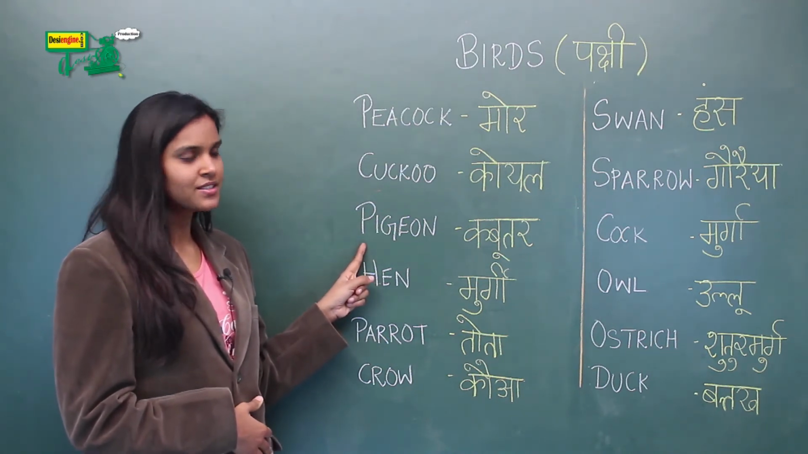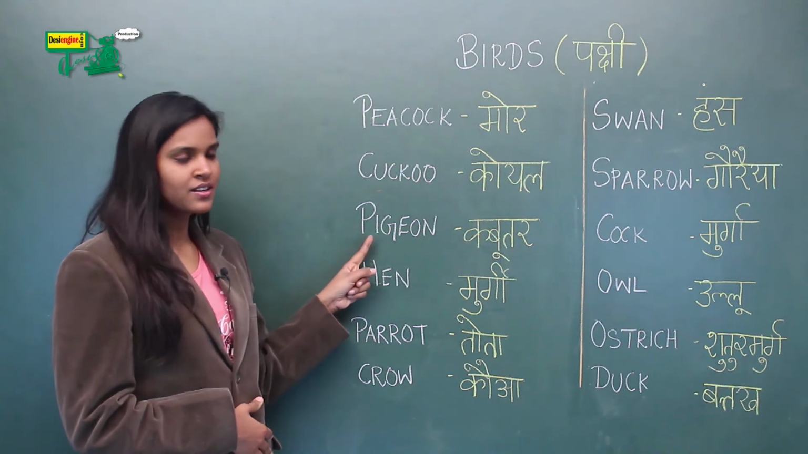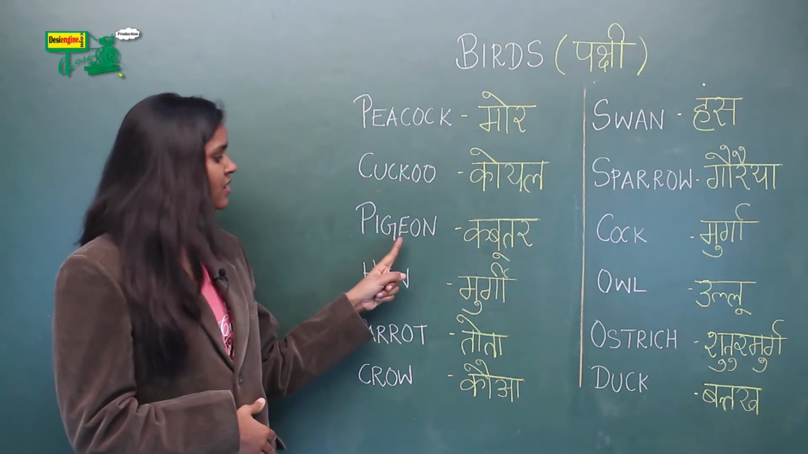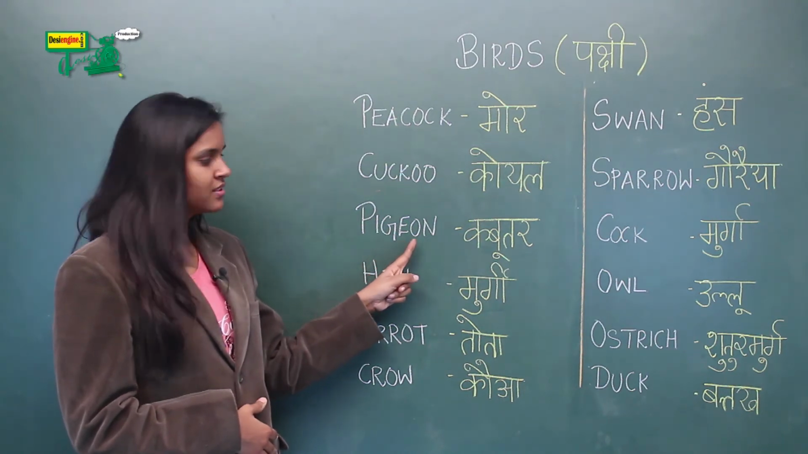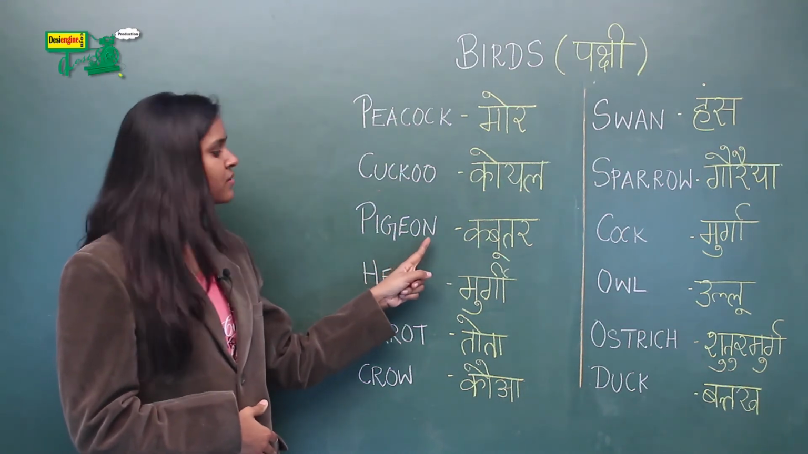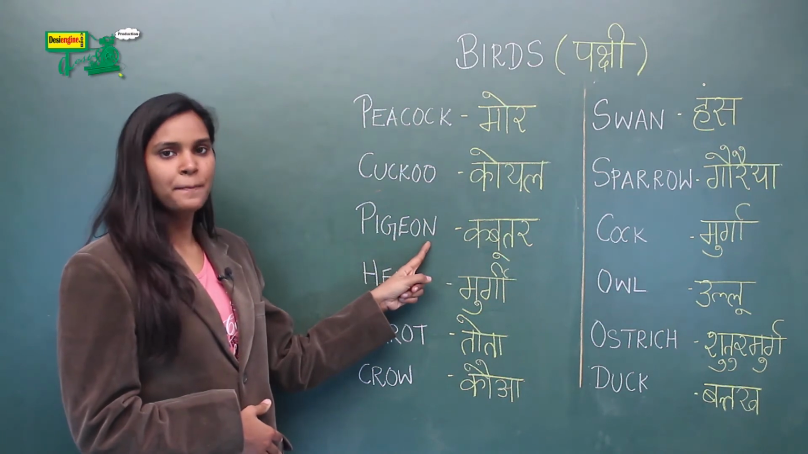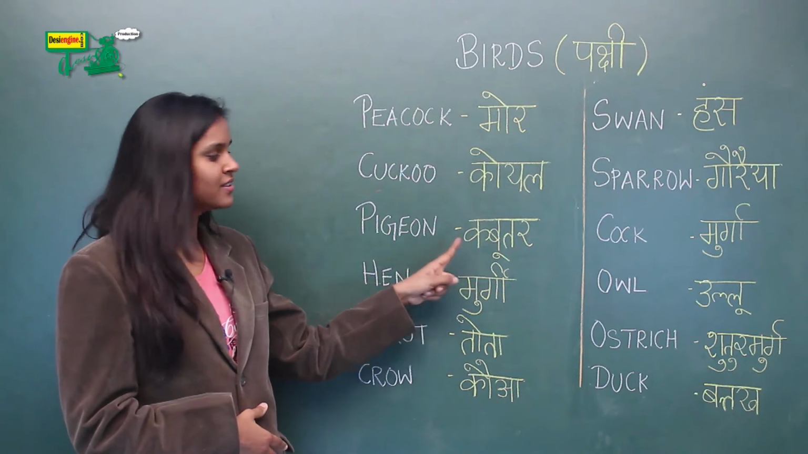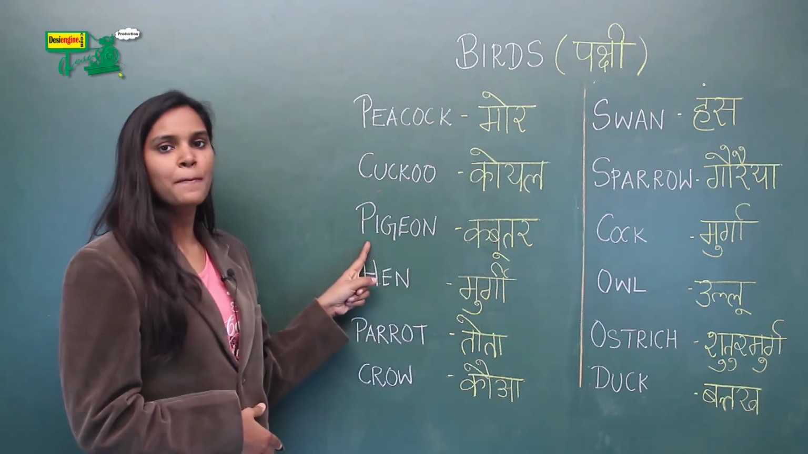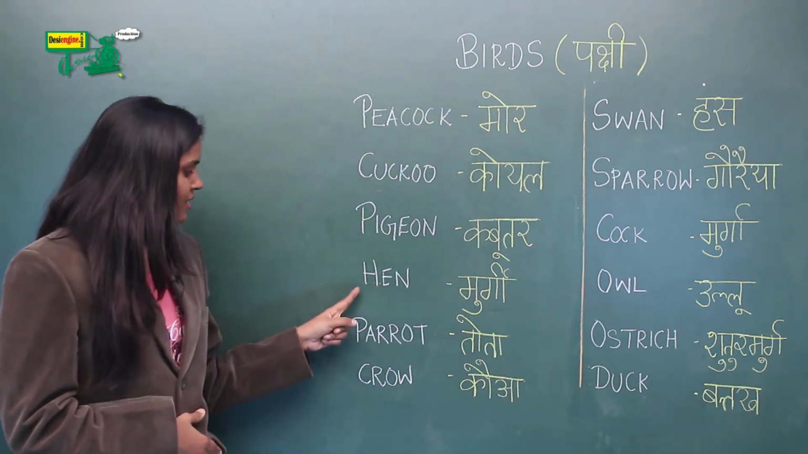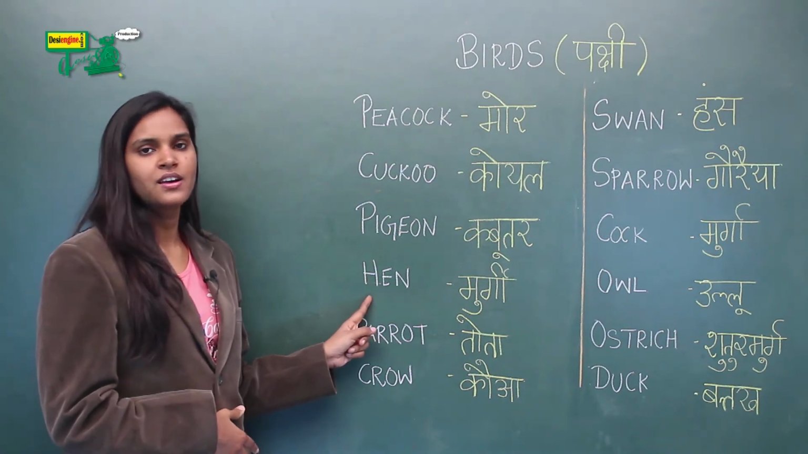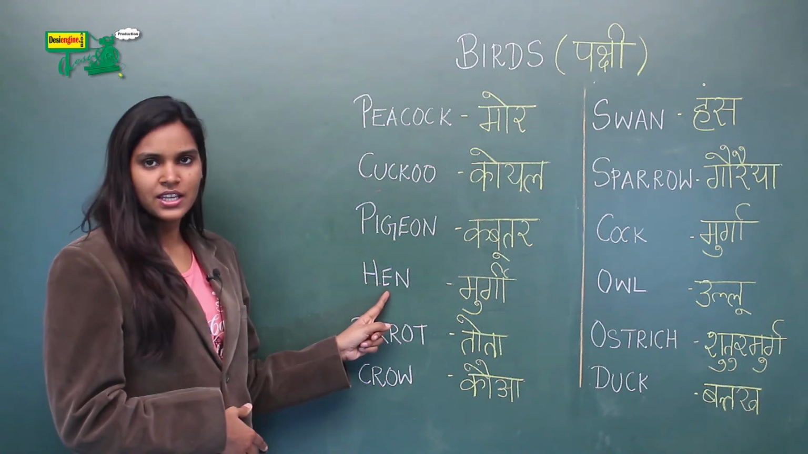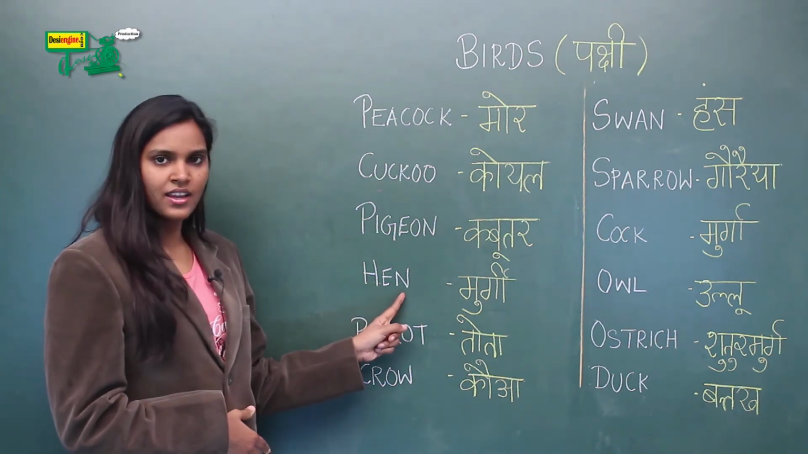It is spelled as P I G E O N. Pigeon. इसका मतलब होता है कबूतर. Say it again. Pigeon. The next bird is hen and it is spelled as H E N.